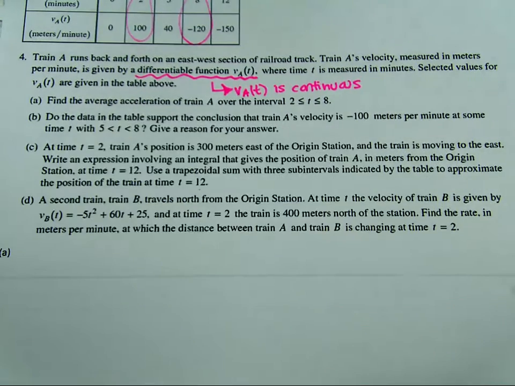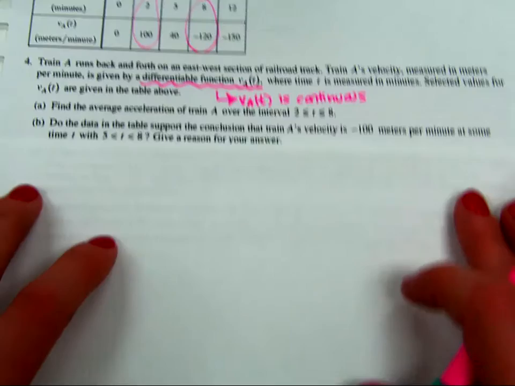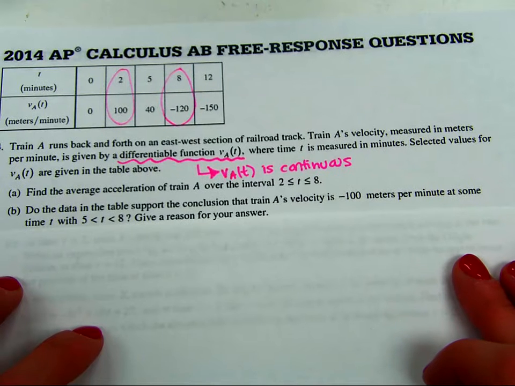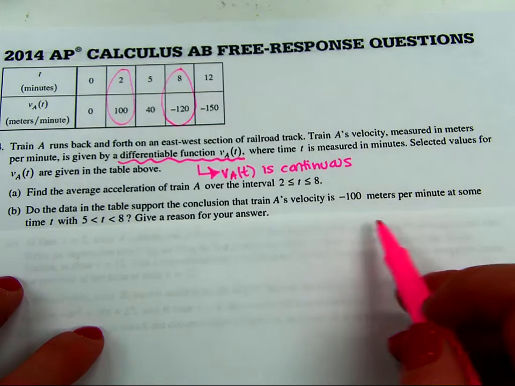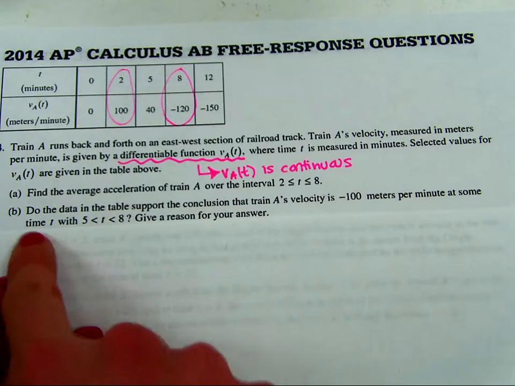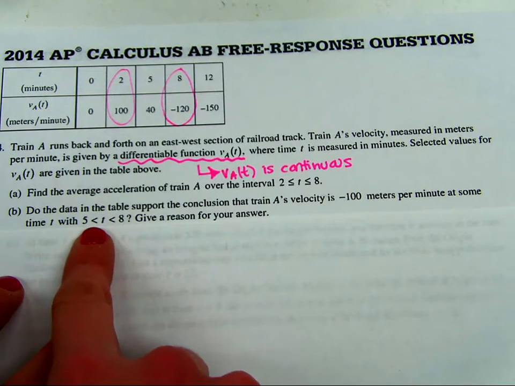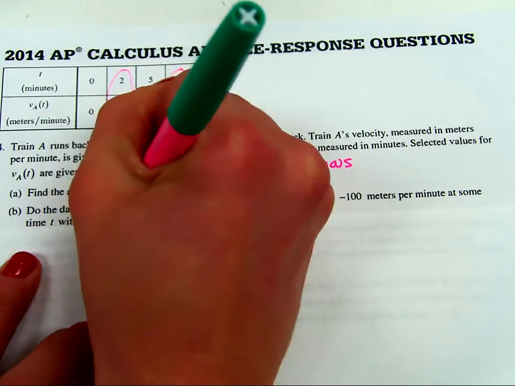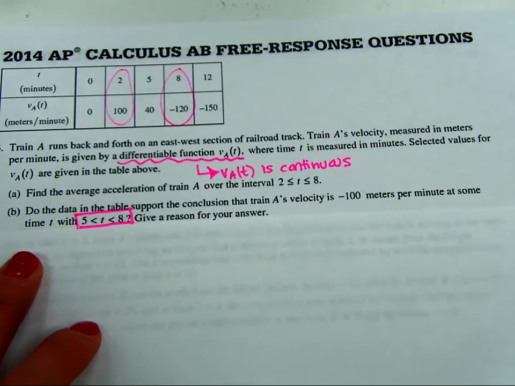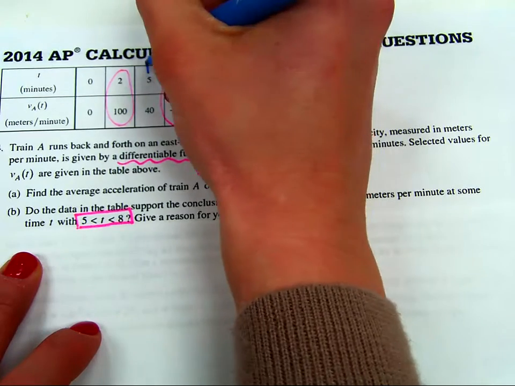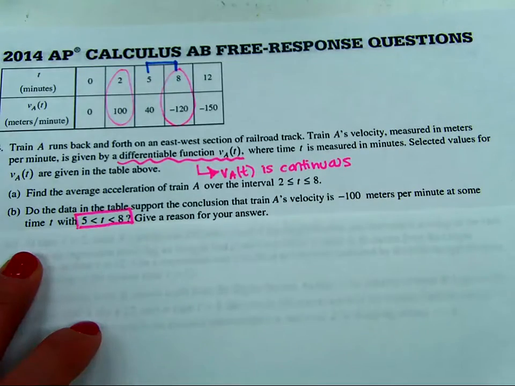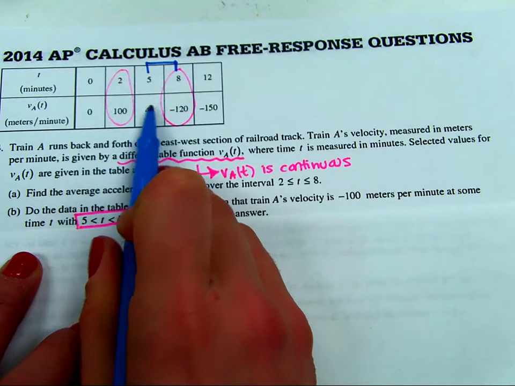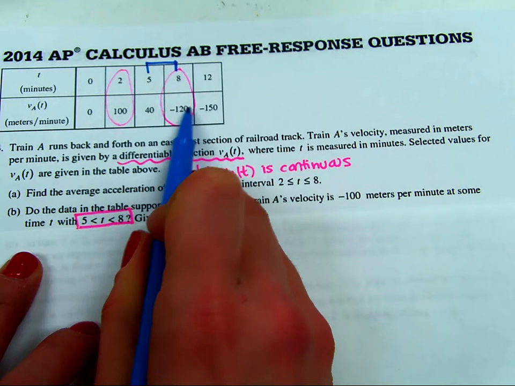All right, let's look at part B. It says, do the data in the table support the conclusion that train A's velocity is negative 100 meters per minute at some t on 5 to 8? So train A's velocity. We have a bunch of velocities here. They're talking about 5 to 8. If we locate that interval, this is the interval 5 to 8. At a time of 5, the velocity is 40. At a time of 8, it is negative 120.